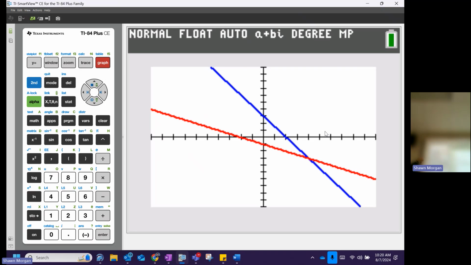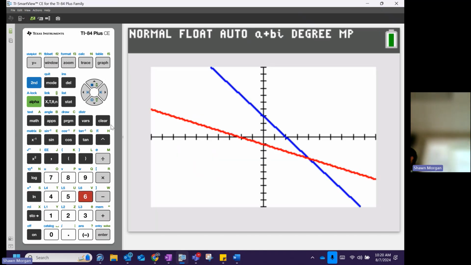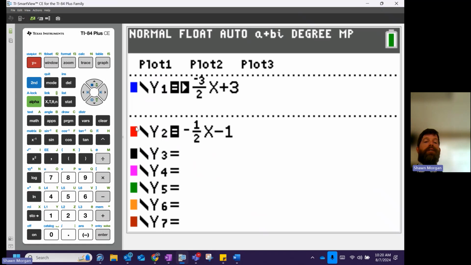So zoom is in the top center. If you hit zoom 6, that 6th option is standardizing the window: 10 left, 10 right, 10 up, 10 down. Zoom 6 is your friend. Anytime you're graphing, hit zoom 6, and that will sort of centralize your picture. And then what you'll notice is the red one was my Y2, and the blue one was my Y1. And you kind of pay attention to that.